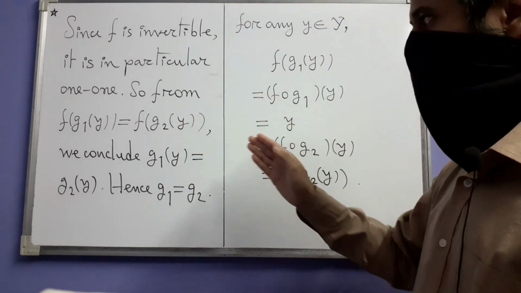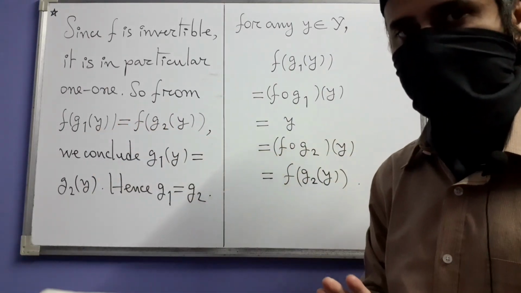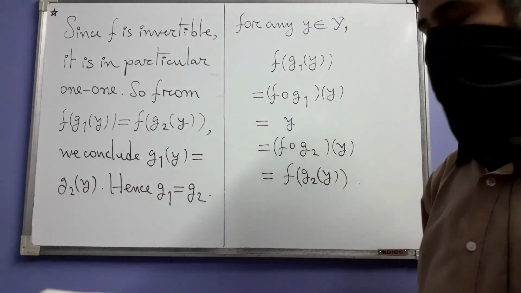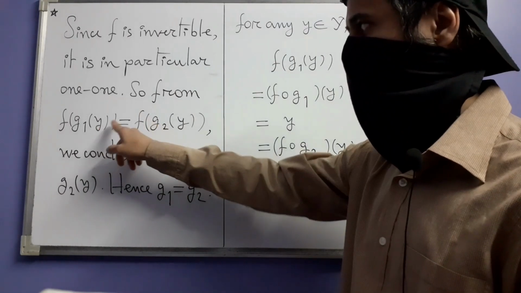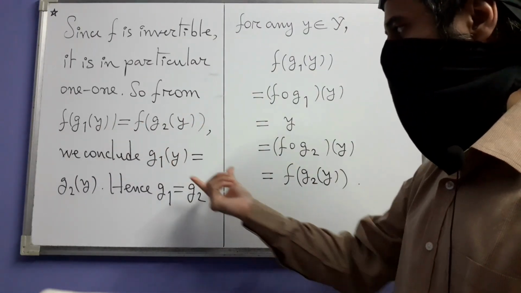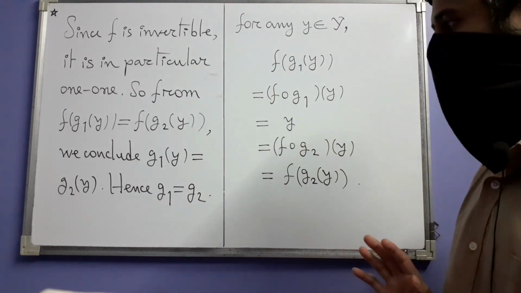So because f is 1-1, from this equation we conclude this, that g1 of y is equal to g2 of y. Since f is 1-1, if the outputs of f for these two inputs are equal, then 1-1ness tells us that the inputs themselves have to be equal.